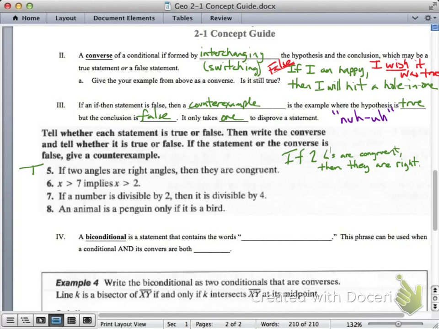That's the converse. Is that true? Well, no. There's an example of two acute angles that are congruent. So no, that's not true. So that's all that you're doing here.